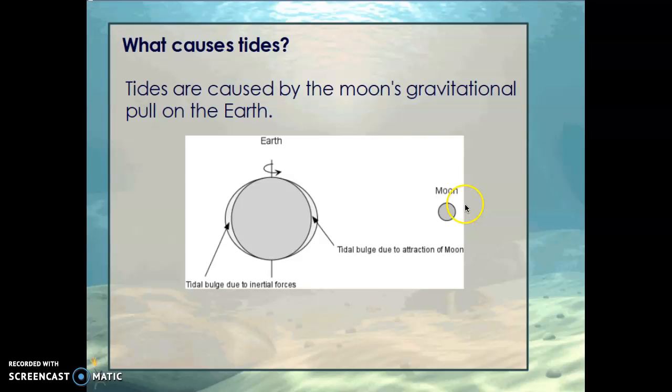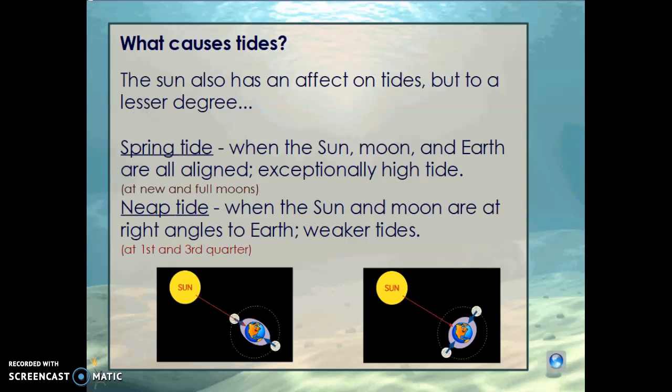All right, so if the moon is facing this way, this is where you're going to get your high tides at the time. This is where you're going to have lower tides. Then as the Earth spins on its axis, the tides change because of what's facing the moon. The sun also has an effect on the tides, but to a much lesser degree. The only time the sun really comes into play is when the sun, the Earth, and the moon are aligned, or when they are at 90 degrees to one another.